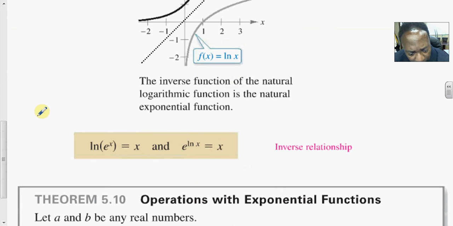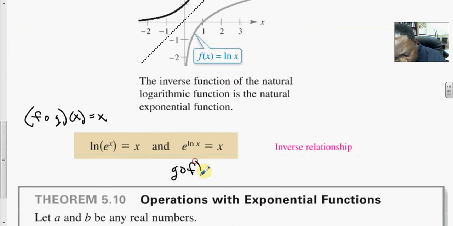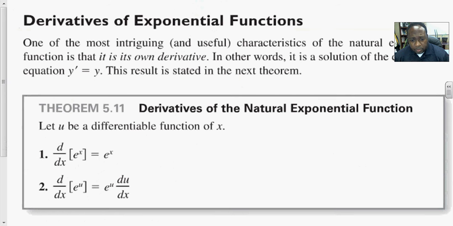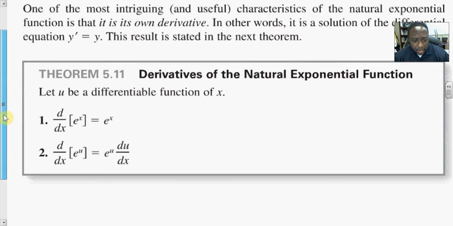And so this follows: f composed with g evaluated at x is equal to x, and then vice versa, g composed with f evaluated at x is equal to x. So they satisfy the property for the inverse. Again, more algebraic operations of exponential functions. This is a review. Now the derivative, I thought, was interesting.